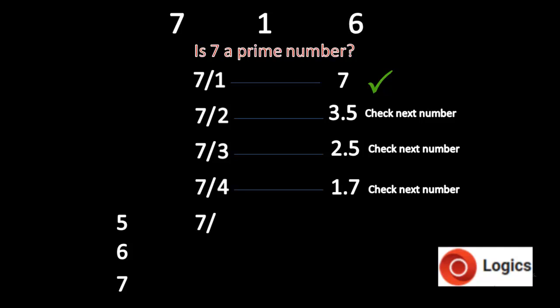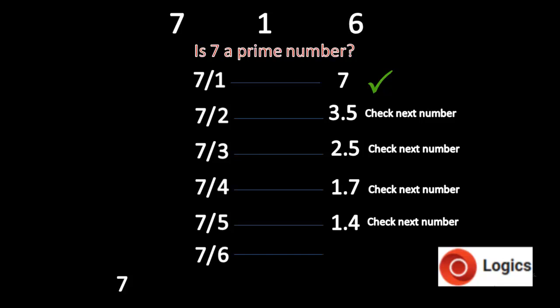Let's check the next number. Let's check the number 5. The number 7 is not divisible by the number 5, as it turns out as a fraction. So let's check the next number. Let's check the number 6. The number 7 is not divisible by the number 6, as it turns out as a fraction. So let's check the next number.